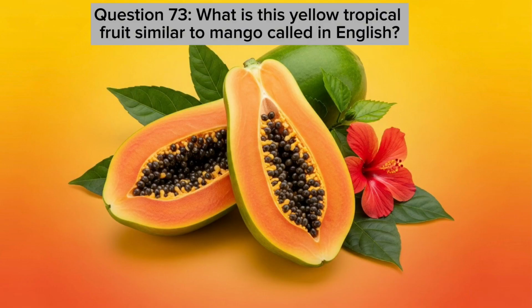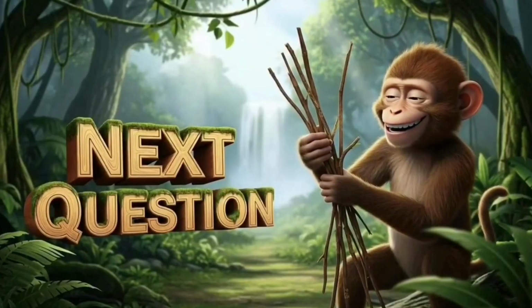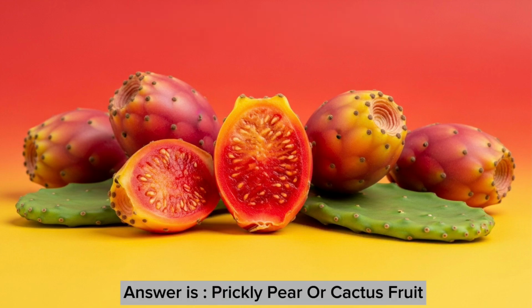Question 73. What is this yellow tropical fruit similar to mango called in English? Answer is papaya. Question 74. What is this red or yellow fruit from cactus called in English? Answer is prickly pear or cactus fruit.